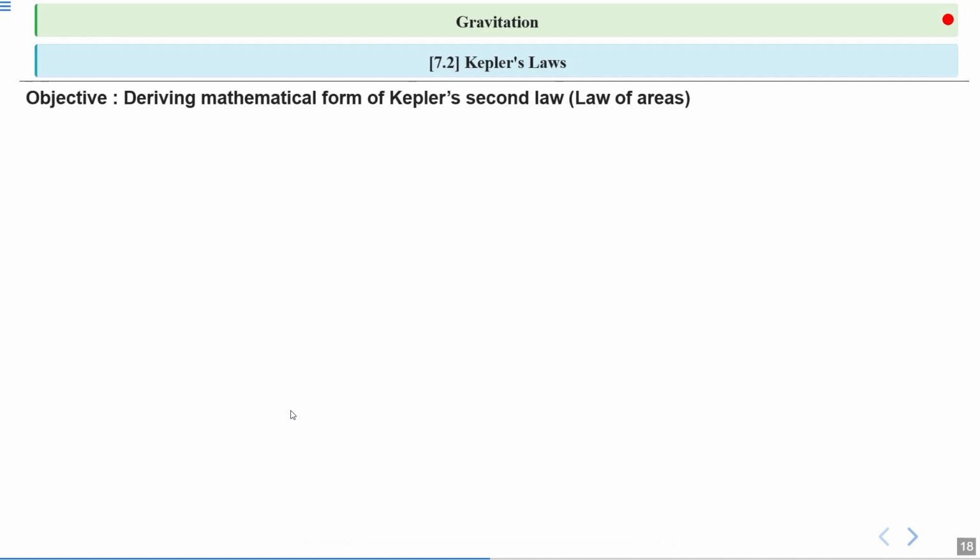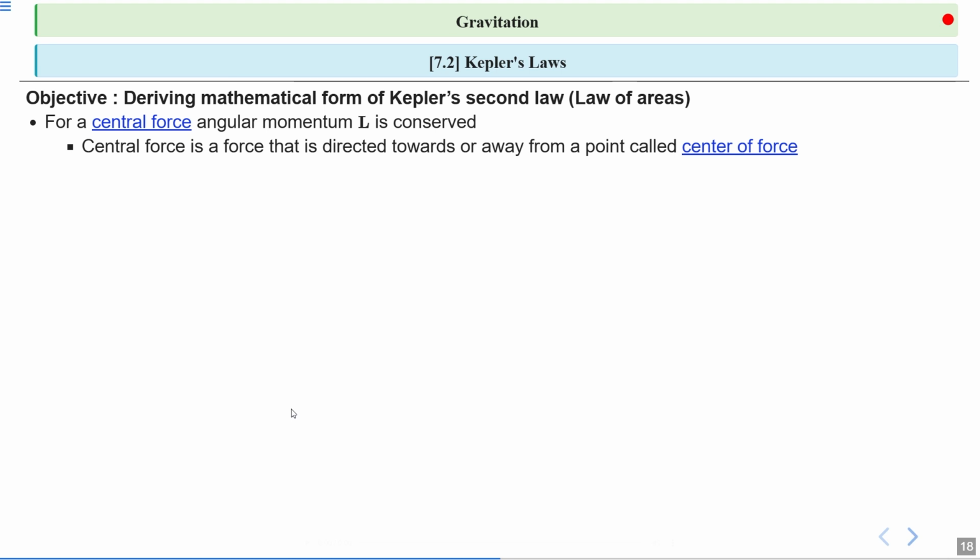So here we will understand the mathematical form of Kepler's second law. For a central force, the angular momentum, denoted as L, is conserved. This means that the angular momentum remains constant over time. A central force is one that is directed towards or away from a specific point, the center of force.